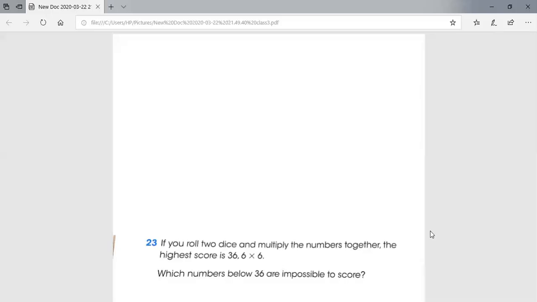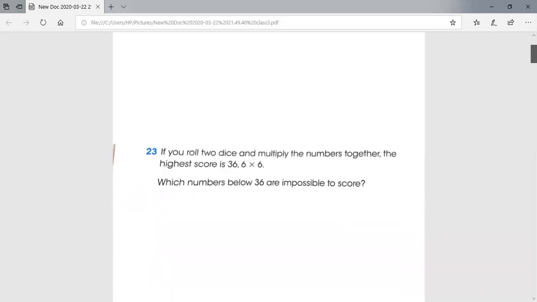Today, I'm going to teach page number 106, question number 23. Actually, this is an interesting question because we didn't see this type of question before. Here, if you roll two dice, what does it mean by die? Dice, two dice. Die means what?